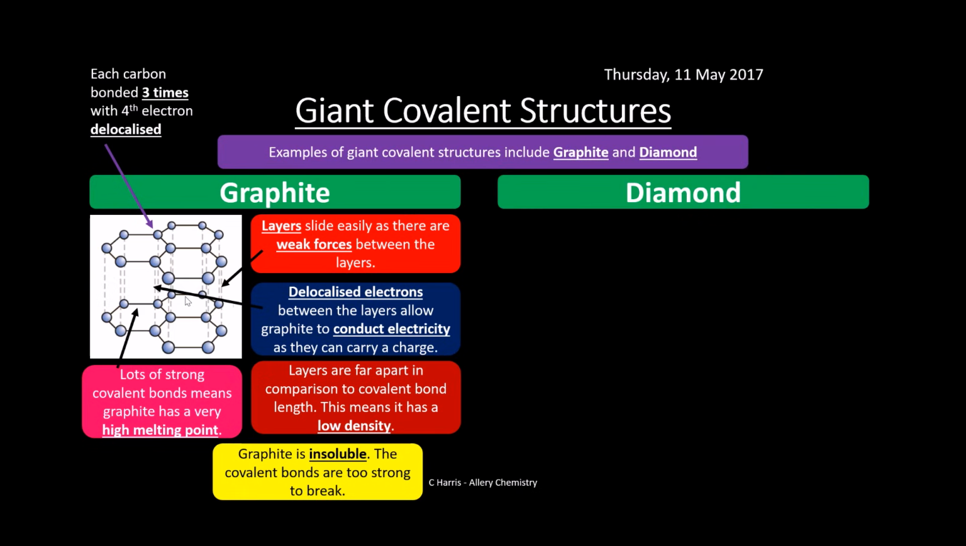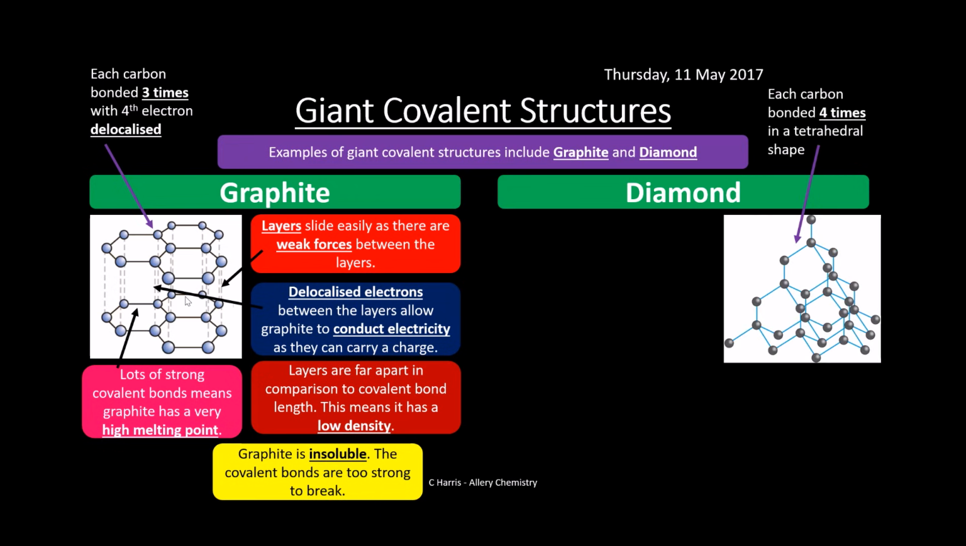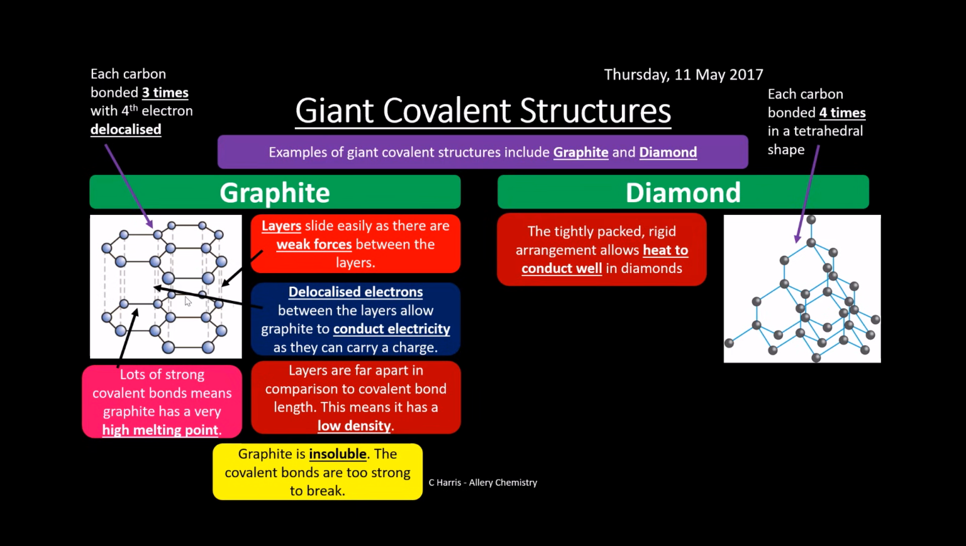Okay, diamond is a little bit more precious. The same type of setup in terms of we've got carbons bonded to each other. However, each carbon's bonded 4 times in a tetrahedral shape, so the structure is different. Really tightly packed, rigid arrangement, conducts heat well, and obviously this is a really high strength material, really hard, and it's formed from volcanic eruptions.